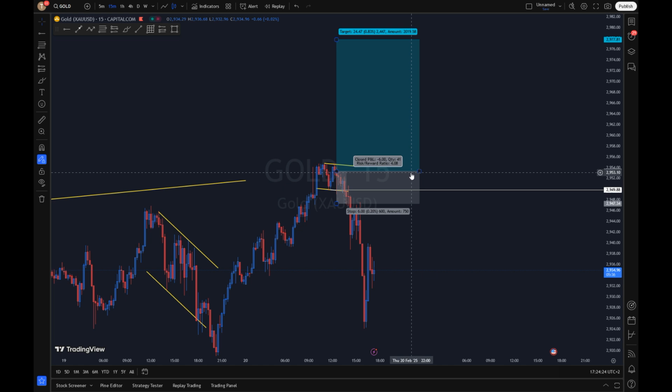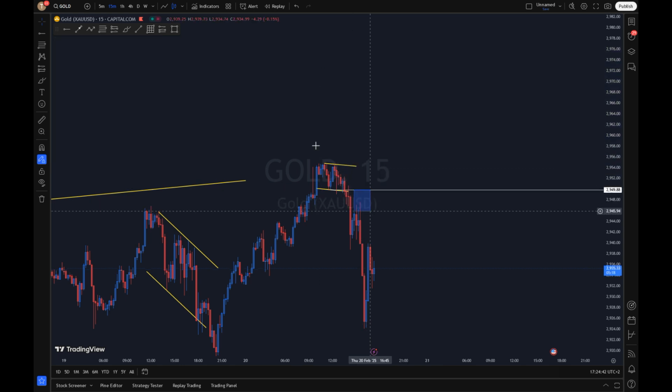So yeah, guys, this is the entry I took today, and as you can see, stop loss hit, and I blew my account. No cap, it's part of trading, guys. So I just want to show you why this entry was invalidated. You get it? Let me reanalyze.